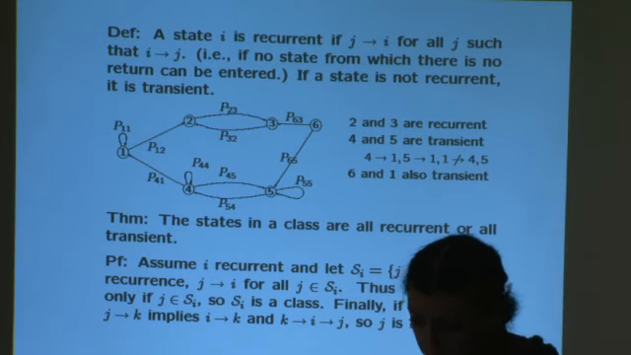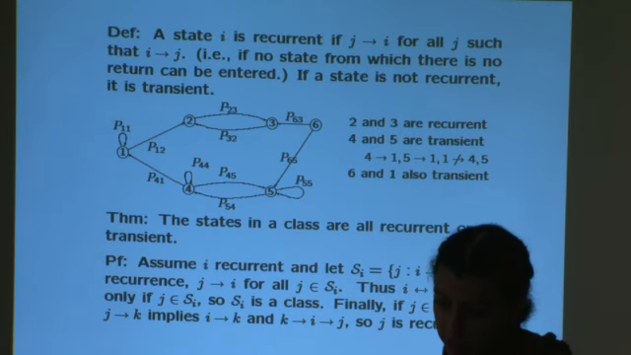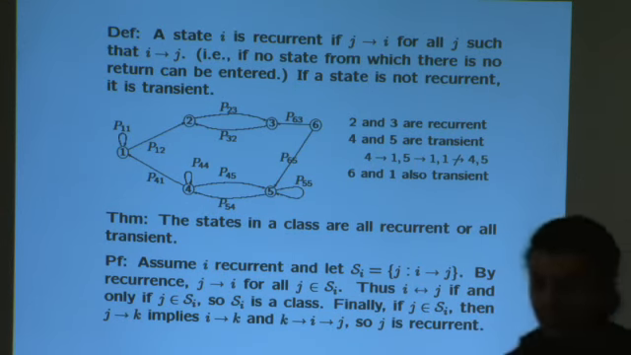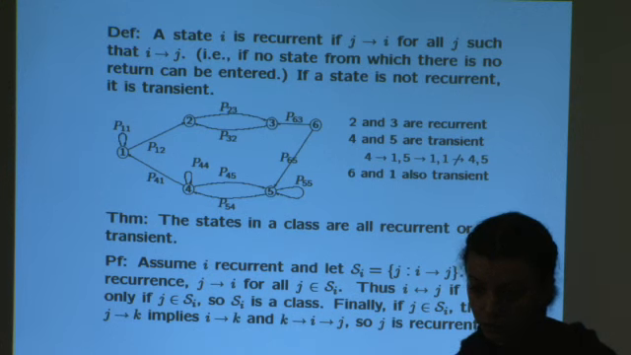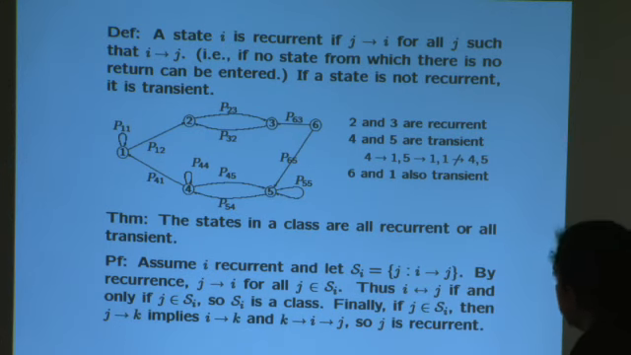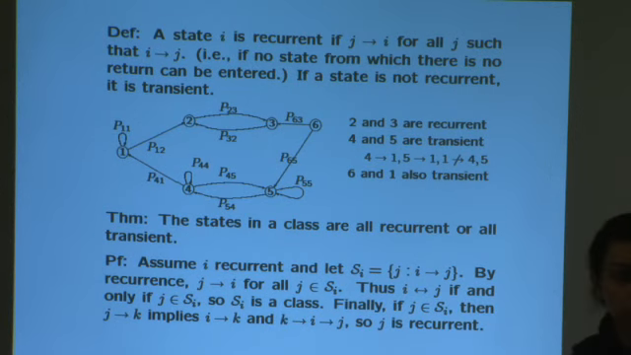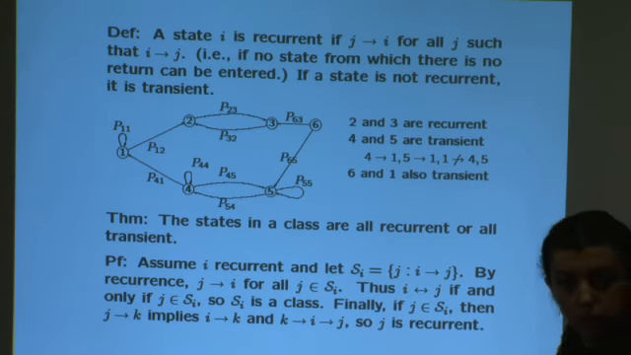And states 6 and 1 are also transient. State 6 is very, very transient because I go out of it in one step and never come back. And state 1 is also transient because I can go out of it in this direction and never be able to come back. You see it? Nice.